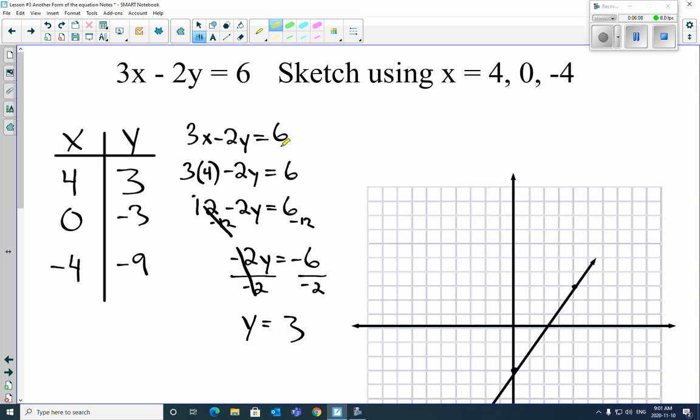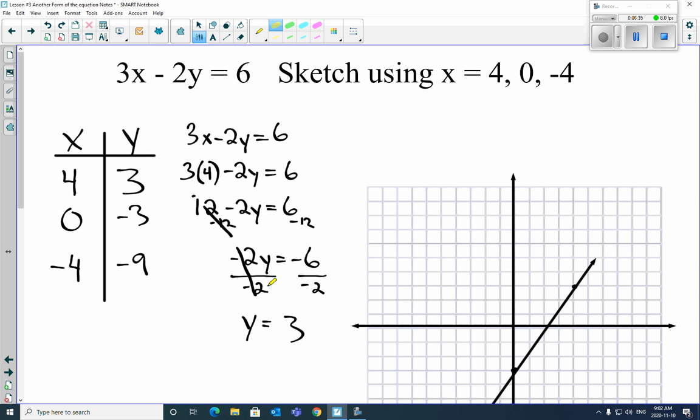So we've got 3x minus 2y equals 6. Let's plug in the first value of x, which is 4. So 3 times 4, right, in here, minus 2y equals 6. So 12 minus 2y equals 6. Well, how do you get rid of the 12? Subtract 12 from both sides. So these cancel out, and we end up with negative 2y equals, okay, 6 minus 12 is negative 6. So we end up with negative 2y equals negative 6.